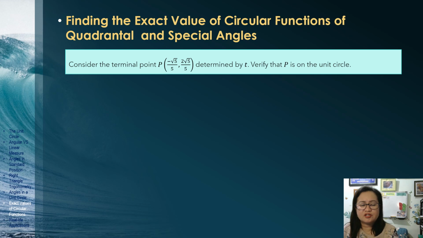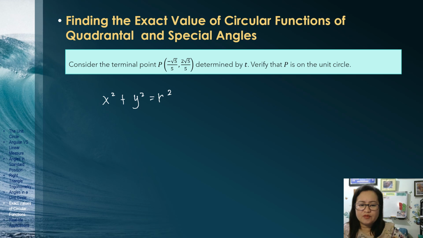Let's consider the third problem. Consider the terminal point P having coordinates negative square root of 5 over 5 for x, then 2 square root of 5 over 5 for y, determined by t. Verify that P is on the unit circle. Now, to determine whether this point is on the unit circle, just check if we will have an identity after replacing the values.